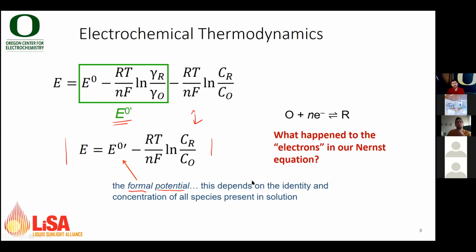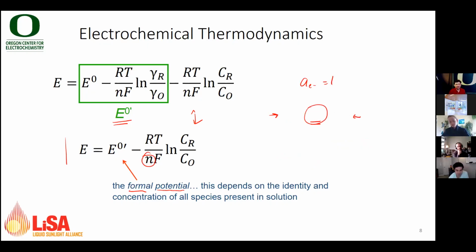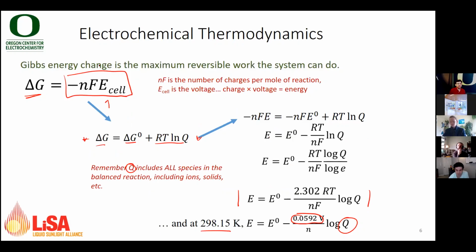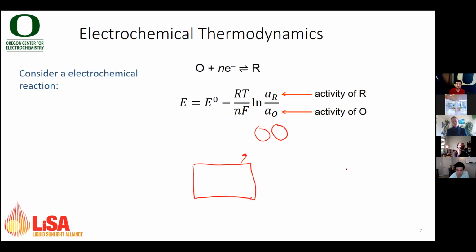Okay, so I have a question for you though. Why are there no electrons in this Nernst equation? I said here is a delta G. Now, this is a delta G for a whole chemical reaction. Okay, including both what happens at a cathode and what happens at the anode. It's a full chemical reaction. And this Q corresponds to a full chemical reaction.